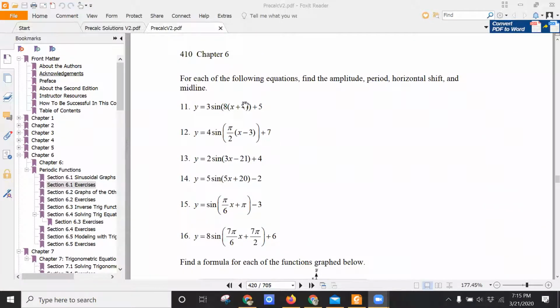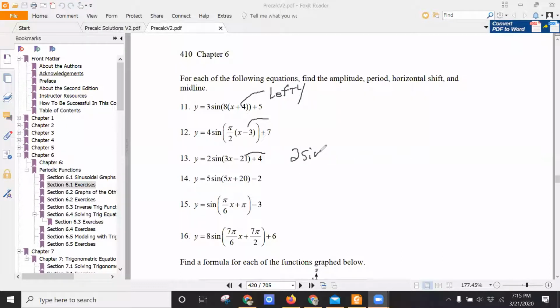Remember, the phase shift, the left-right shift, is the phase shift, and if you write the sinusoidal in factored form, it's really easy. Like for this one here, that's shifted left 4. This one is right 3. This one's not so easy because it's not in factored form, so you have to rewrite it.